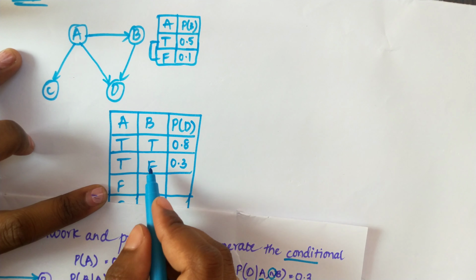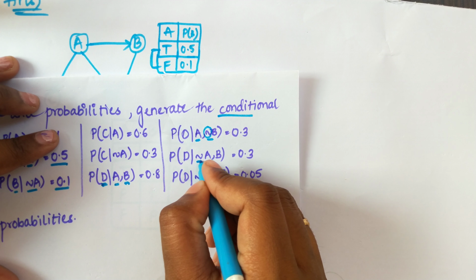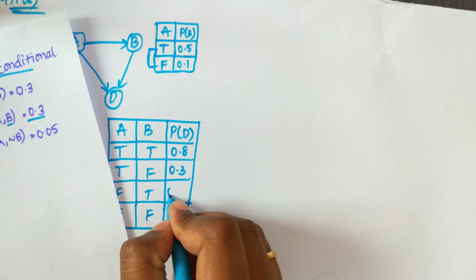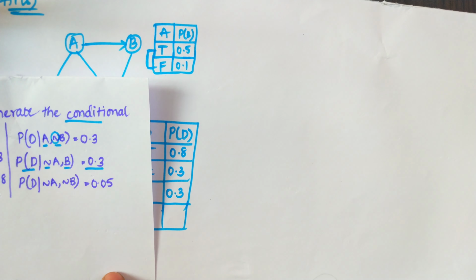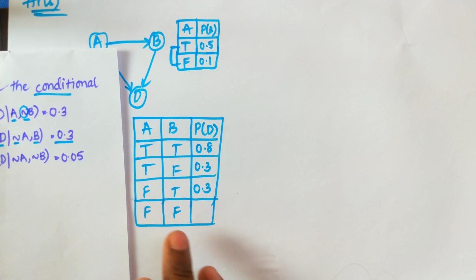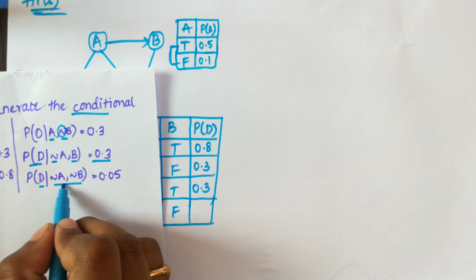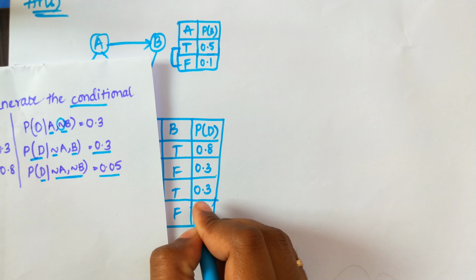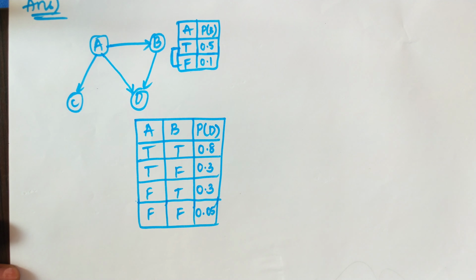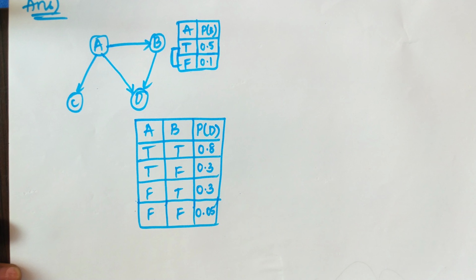If A is false and B is true, then the probability of D is 0.3, which I will write here. Probability of D, if both A and B are false, then the value is 0.05. We are done with probability values for D.